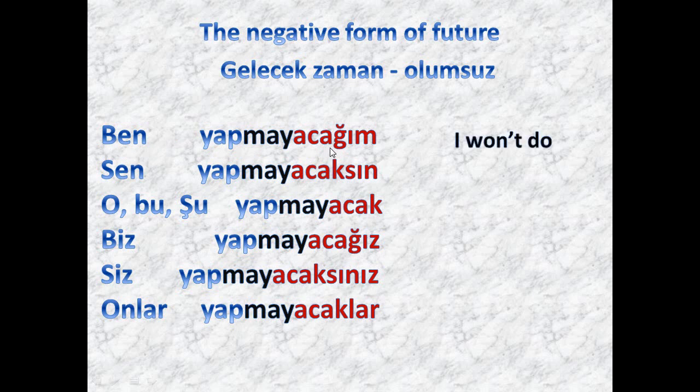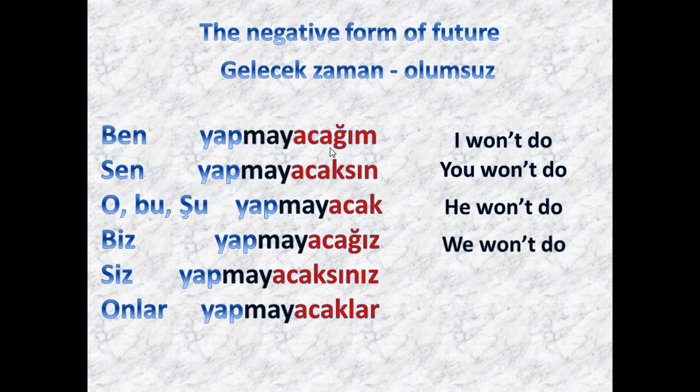I won't do. Sen yapmayacaksın, you won't do. O yapmayacak, he won't do. Biz yapmayacağız, we won't do. Siz yapmayacaksınız, you won't do. Onlar yapmayacaklar, they won't do.